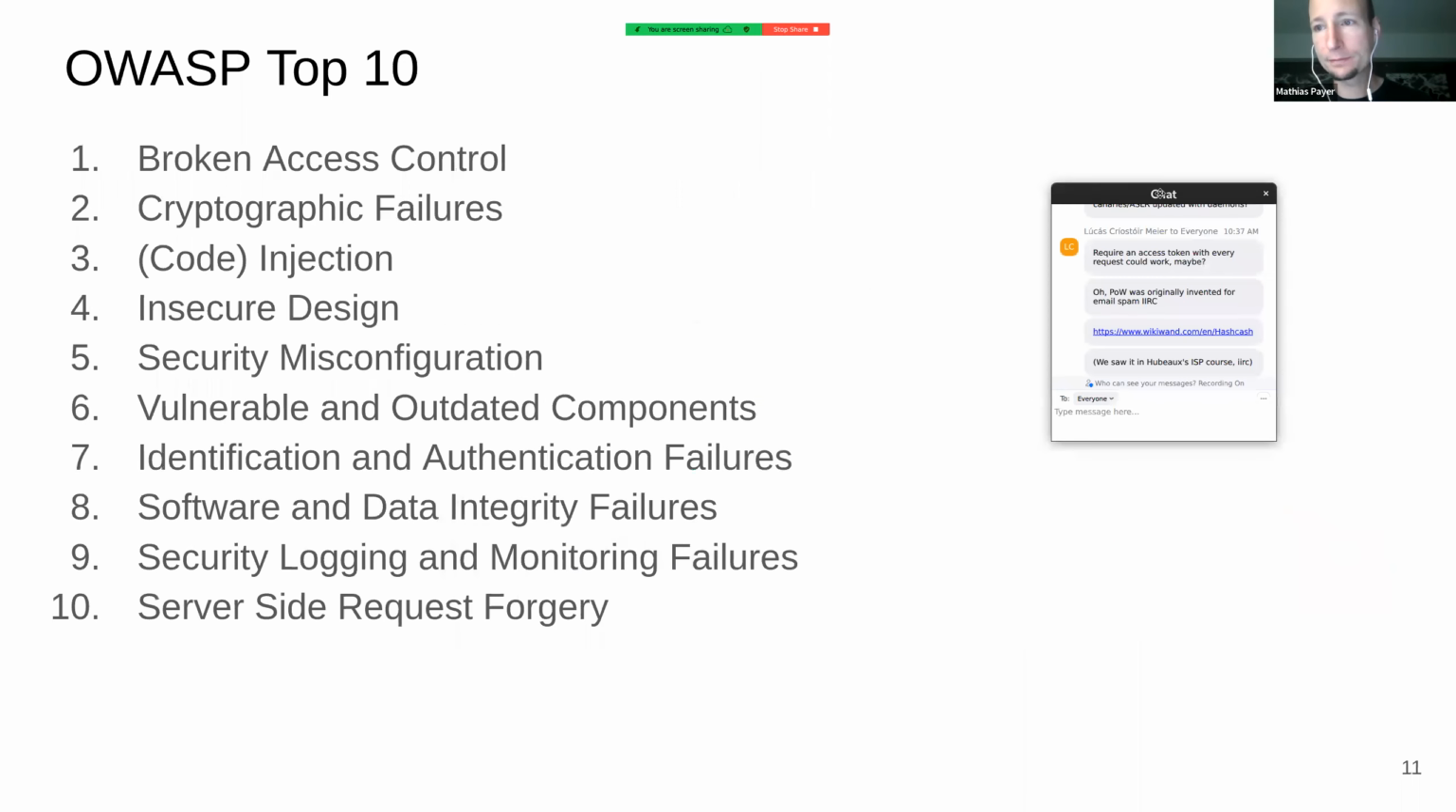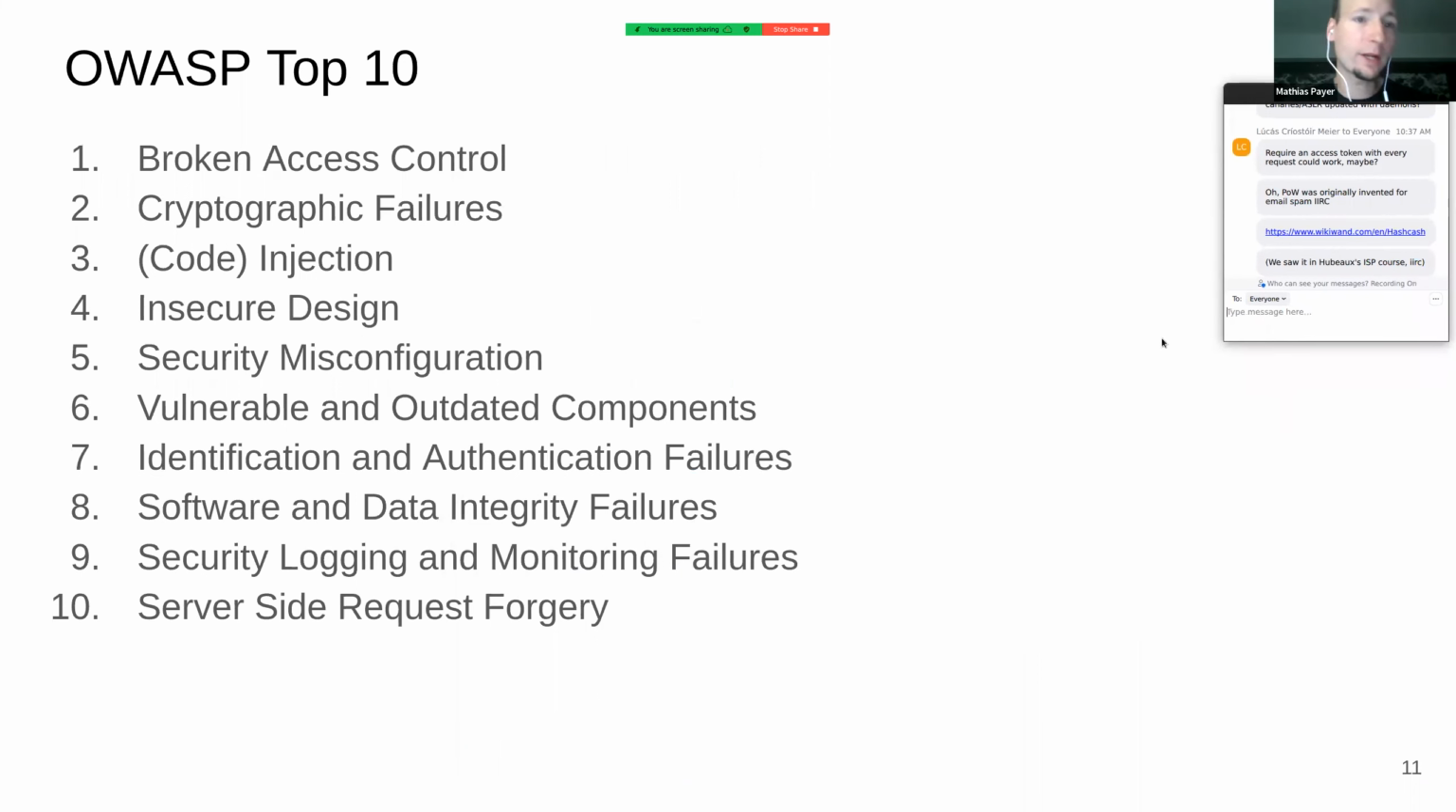So the top 10 are as follows, right? Broken access control, cryptographic failures, different kinds of code injection, insecure design, security misconfiguration, vulnerable and outdated components, identification and authentication failures, and software and data integrity failures. Security logging and monitoring failures, and server-side request forgery, which is new this year. We'll now go through this top 10 and talk about them from a software security perspective for a bit. If there's any questions for any of them, just let me know.